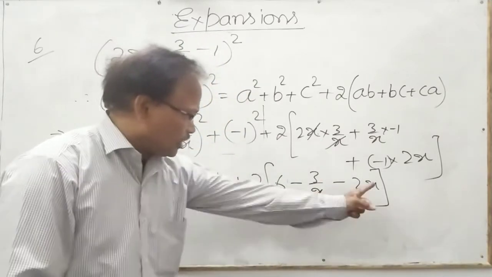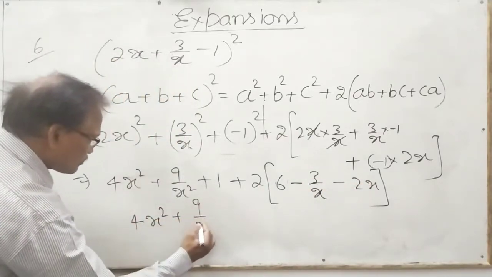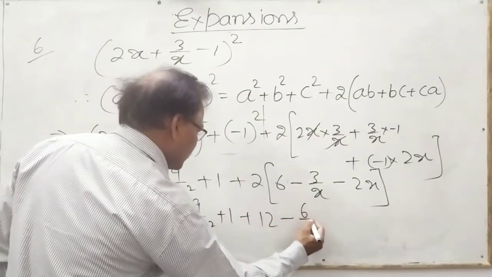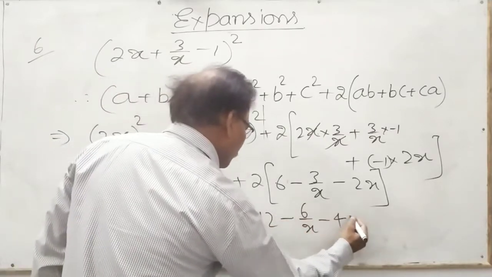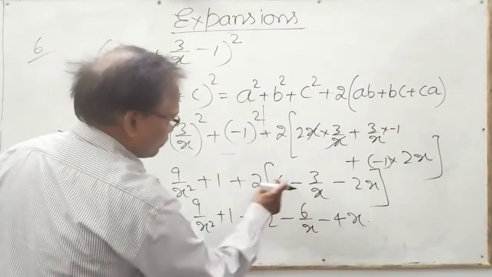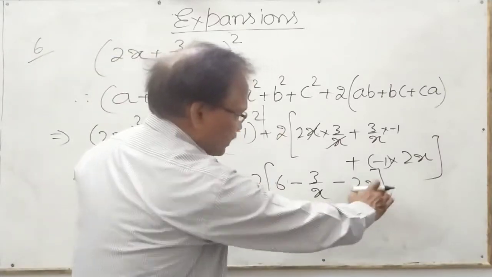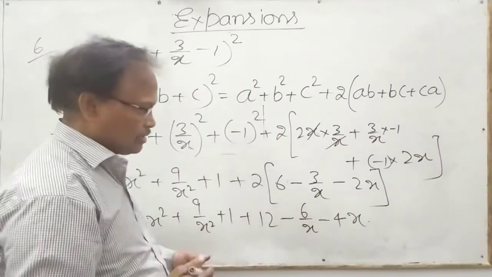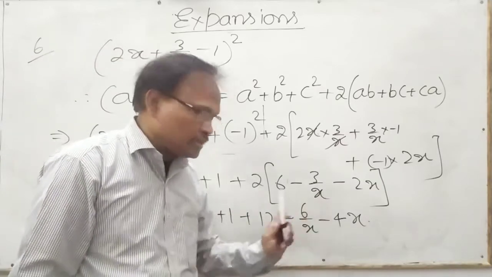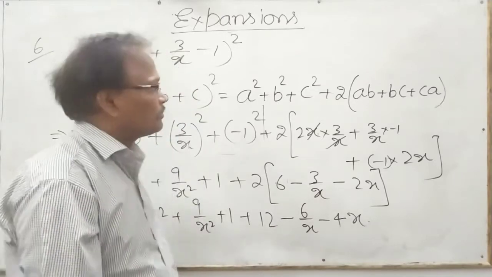So multiply 2 inside the bracket: 4x square plus 12 minus 6x minus 4x. Multiply the 2 here, multiply the 2 here, and the 2 here. It means you have to multiply this 2 in every element inside the bracket. Don't multiply the 2 in the numerator as well as in the denominator. Do not multiply like this, because sometimes students do.